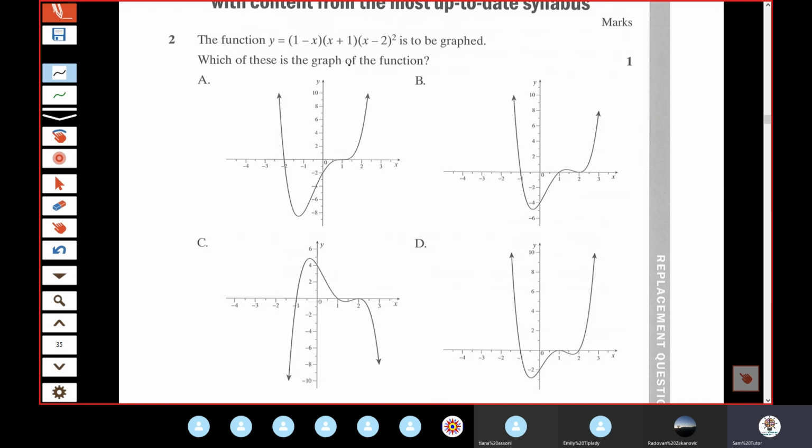Well, what do we remember with these? We should remember that this one means bouncy. This one is cuts through. Powers of 1, they cut through. They're intercepts. Powers of 2, they are bouncy.